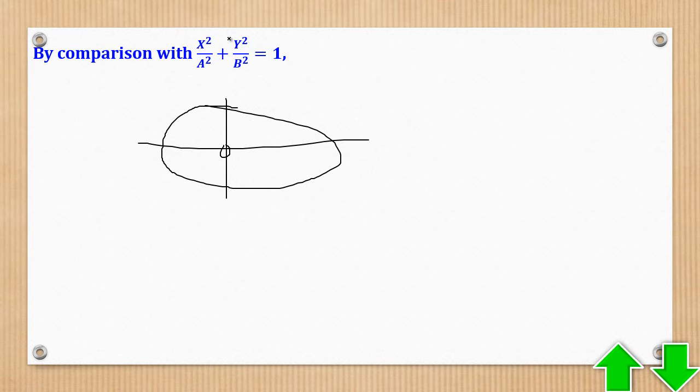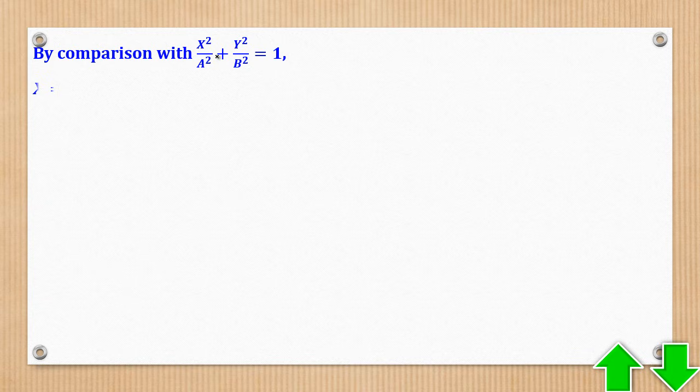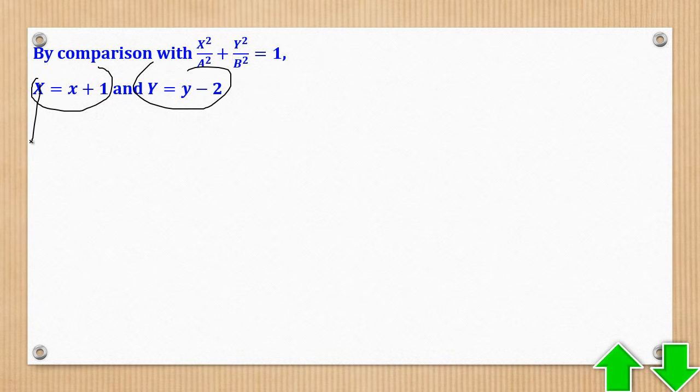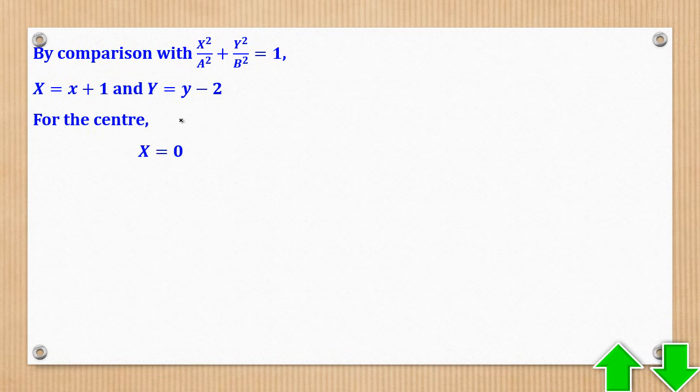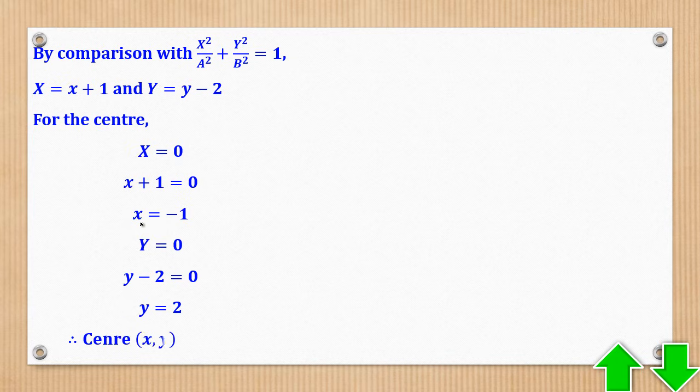If it is capital X and capital Y, but now we have small x and small y, so we need to get the corresponding values for small x and small y by using these expressions. So put here 0, get the value of x, put here 0, get the value of y, and that will be the center. So if capital X is 0, then the value of small x is that, and if capital Y is 0, the value of small y is that. Therefore the center will be (-1, 2).